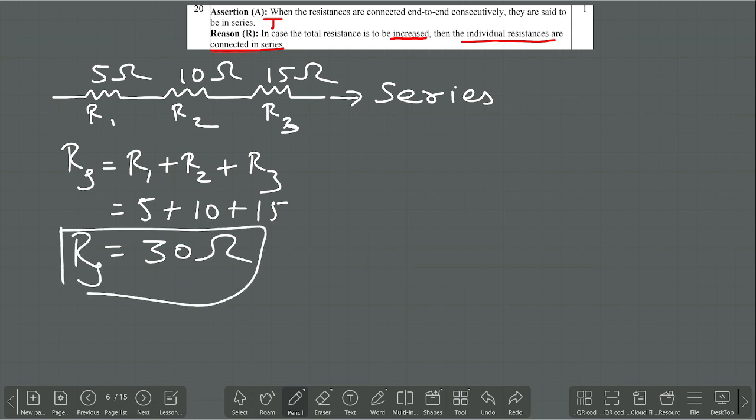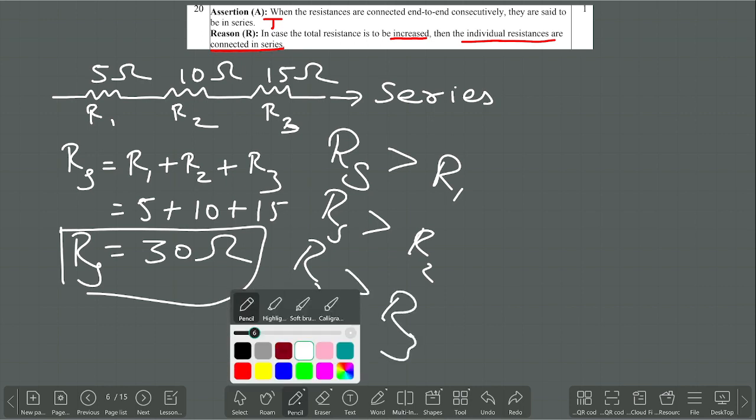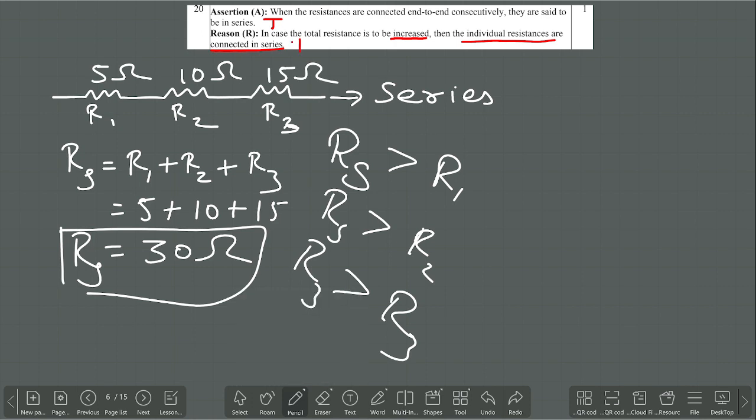So in the reason they are saying the total resistance is increased, that means the net resistance will be greater than R1, R2 as well as R3. That means the reason is also a true statement. Now come to the answer. Either it is option A or option B.